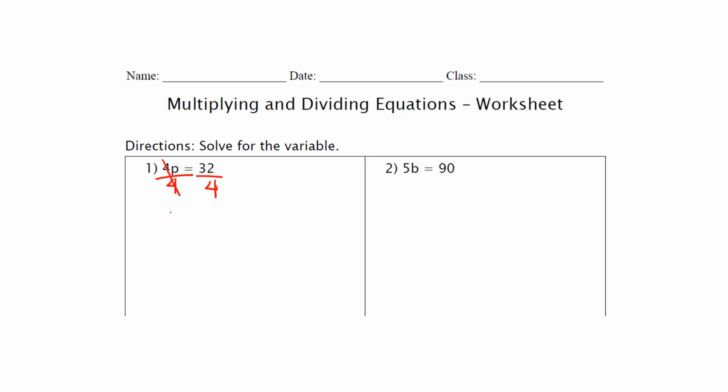So on the left, I just have p. And then on the right, I'm going to divide 32 by 4. And when I do that, I get 8. So my answer to number 1 is p equals 8.